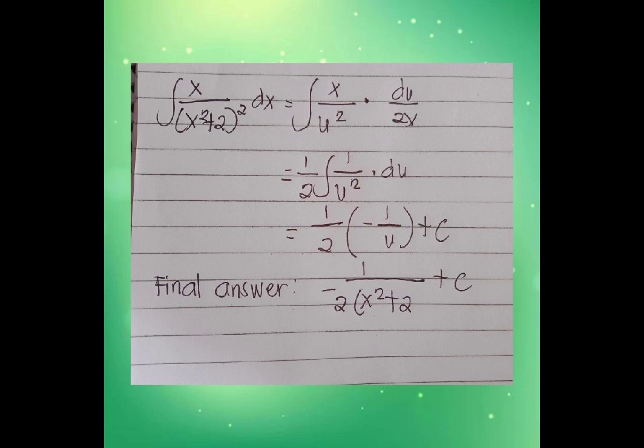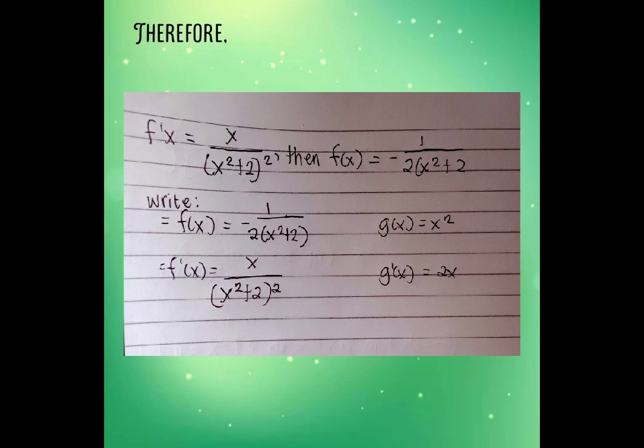Using the constant rule, we put 1/2 outside the integral of 1 over u squared du. To simplify, we have 1/2 times negative 1 over u plus c, where c is the constant. Now our final answer will be negative 1 over 2 times the quantity x squared plus 2, plus c. Therefore, if f prime of x is equal to x over the quantity x squared plus 2 squared, then f of x is equal to negative 1 over 2 times the quantity x squared plus 2.